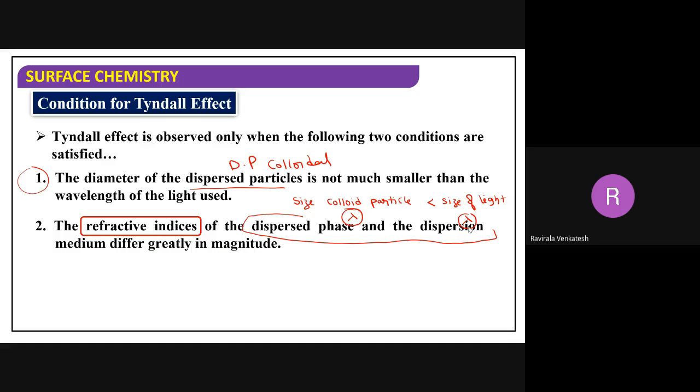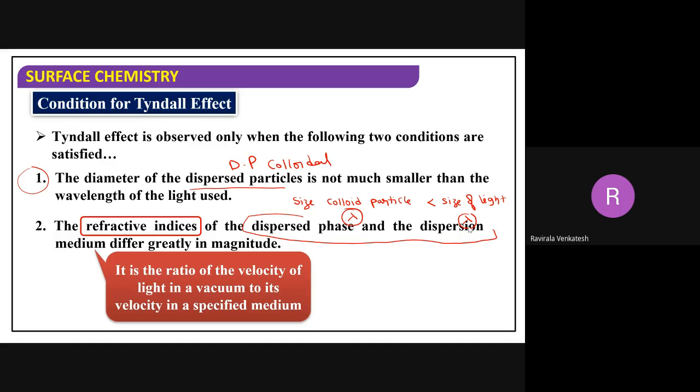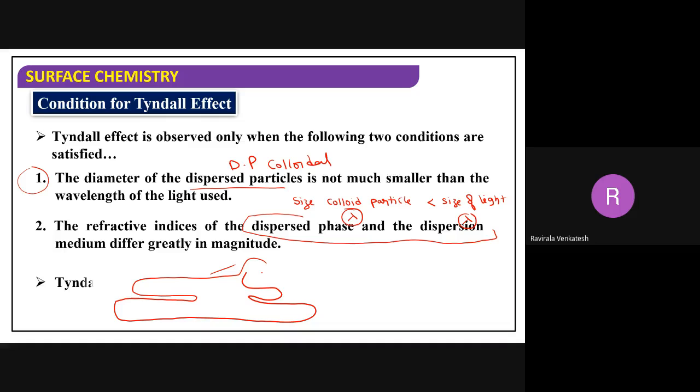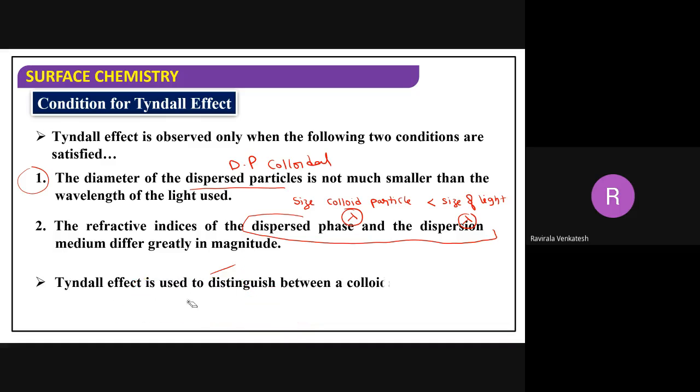Now, what is this refractive index? It is the ratio of the velocity of light in a vacuum to the velocity in the specified medium. What is the velocity of that light in vacuum? Then what is the velocity in the given medium? Then you take the ratio, you get the refractive index, right?